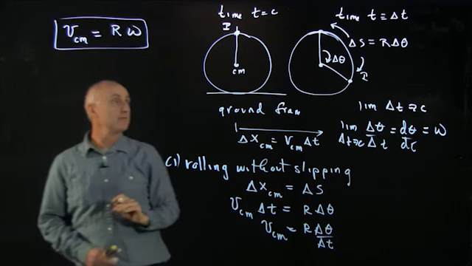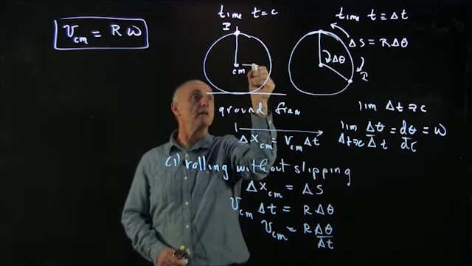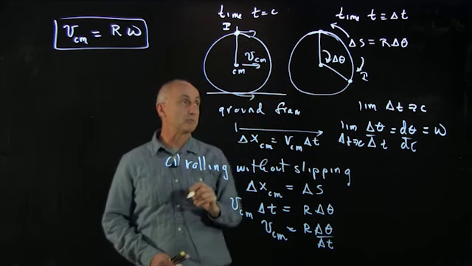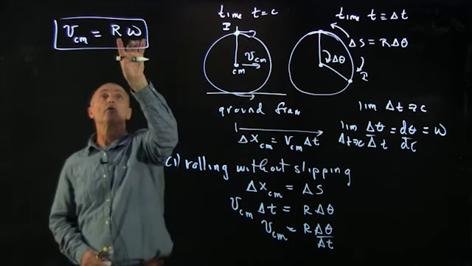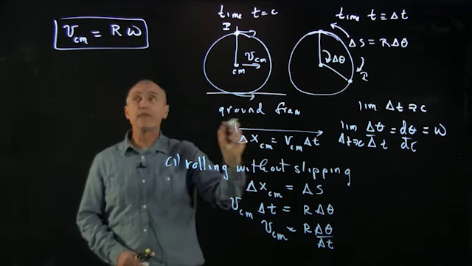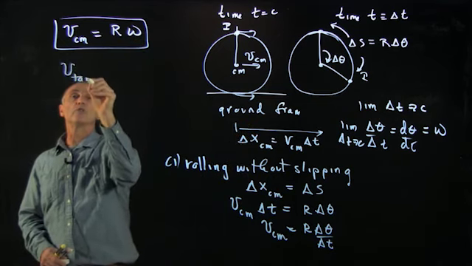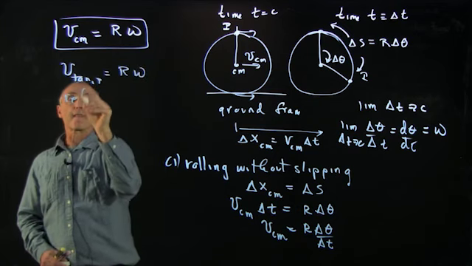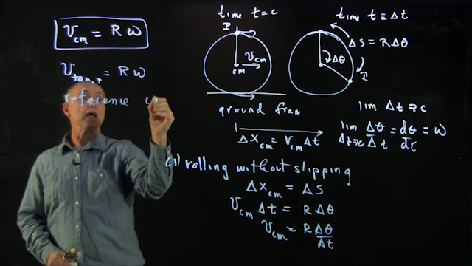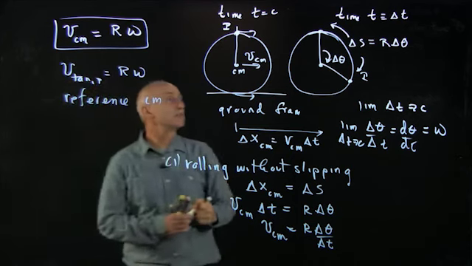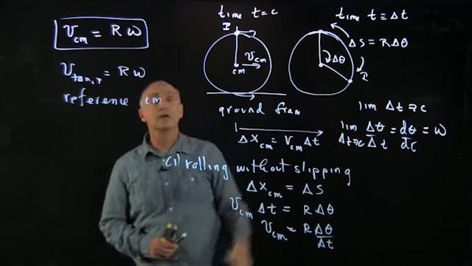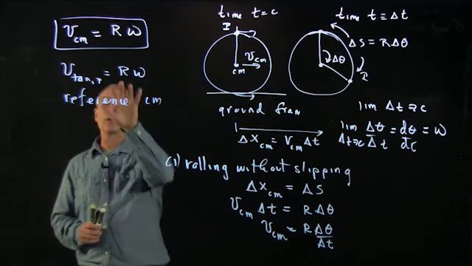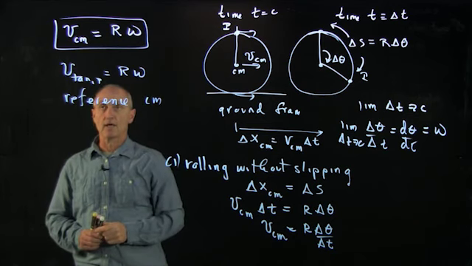Now, what is v_cm? That's the velocity of the center of mass of the wheel, and every single point on this wheel has that same speed. And r omega, you can think of that as the tangential velocity in reference frame CM. This is just the speed in the reference frame moving with the center of mass. So this is our condition for rolling without slipping.